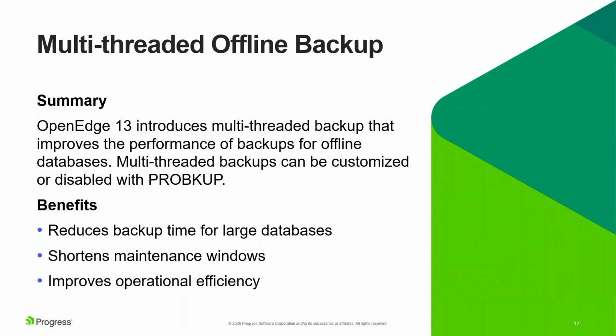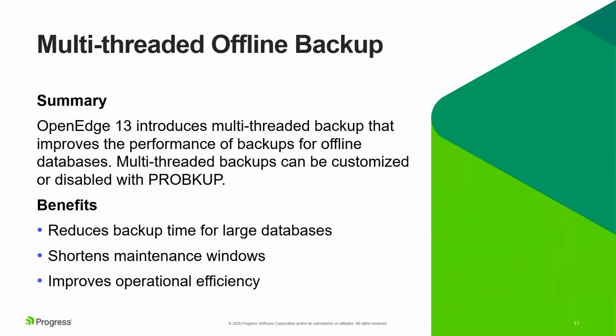OpenEdge 13 introduces multi-threaded backups that significantly improve the performance of backups for offline databases. Multi-threading is enabled by default for both online and offline backups, and it improves performance by using multiple worker threads during the backup process. DBAs can use the Pro Backup utility to customize the behavior by controlling the number of threads that are used, and they can also disable the behavior as well.